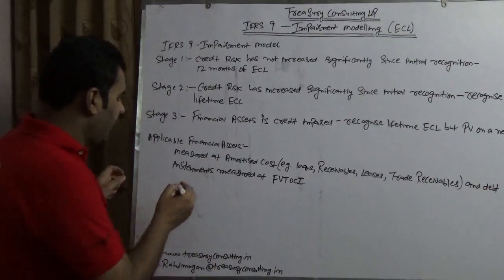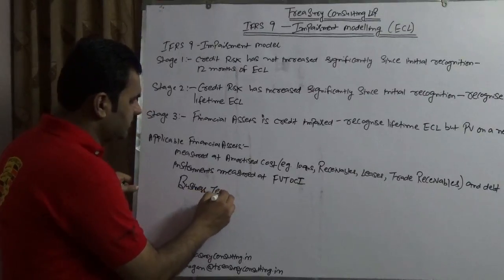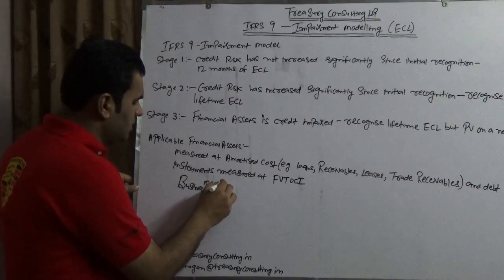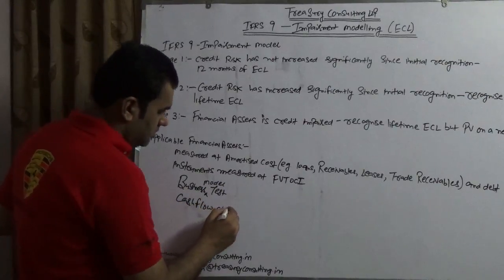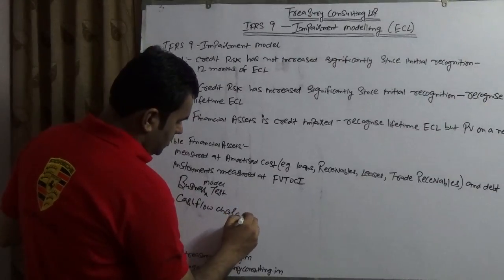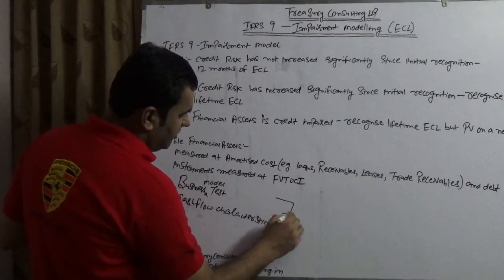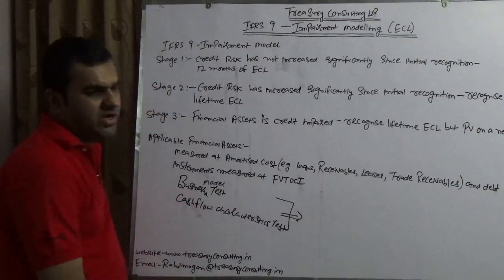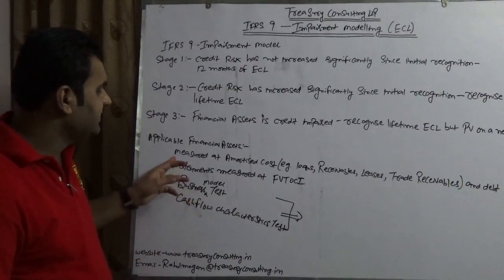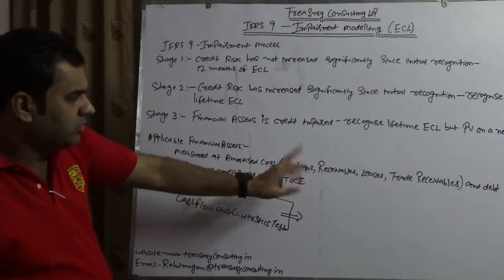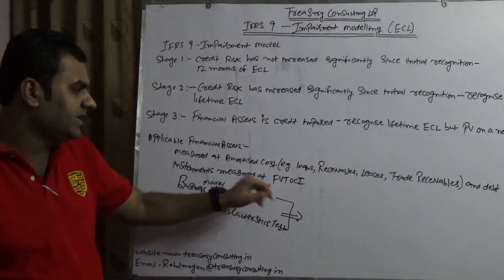and you know that to be measured at the amortized cost, you have to pass through two tests: the business model test and the cash flow characteristics test. These two tests you have to pass if you wish to have your financial assets on an amortized basis. All the financial assets on the amortized basis, for example loans receivable, leases, trade receivables, and debt instruments which are measured at OCI.